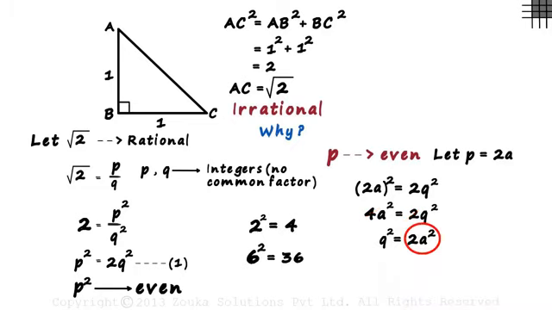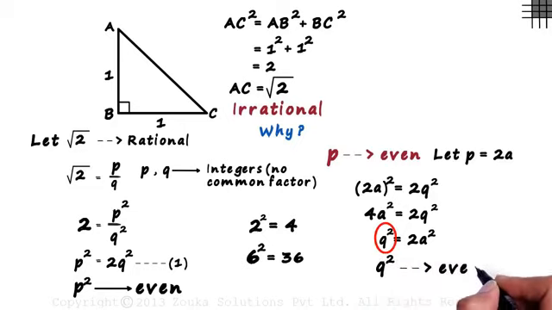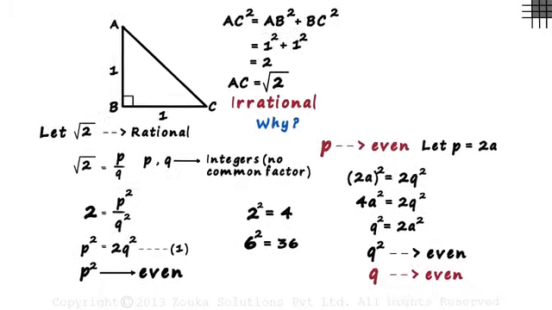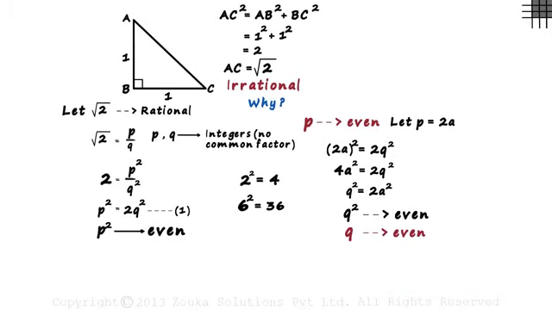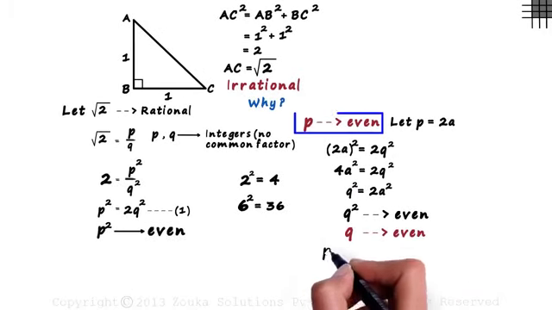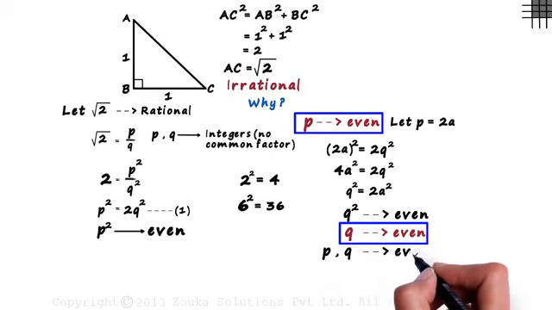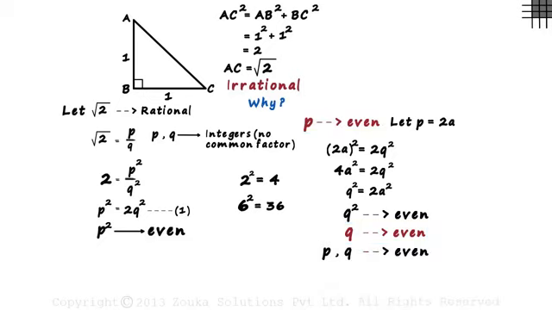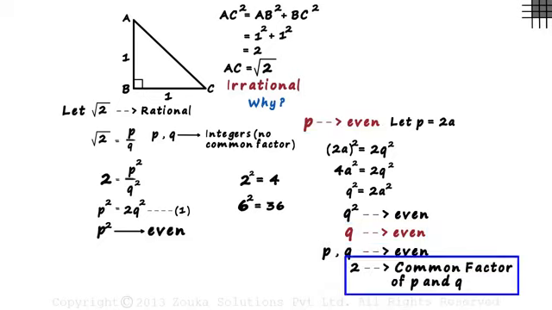Observe the right hand side. It's 2 multiplied by something, which means that q squared is also even, which means that q is also even. Wait, this gives us an interesting result. It tells us that p and q are both even numbers. This simply means that 2 is a common factor of p and q. If both are even, they will surely have 2 as their common factor.